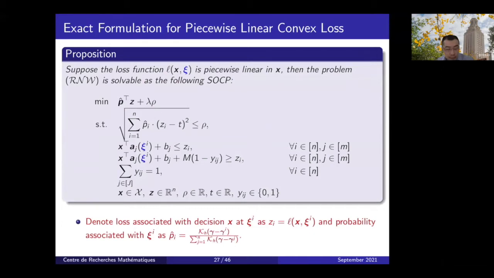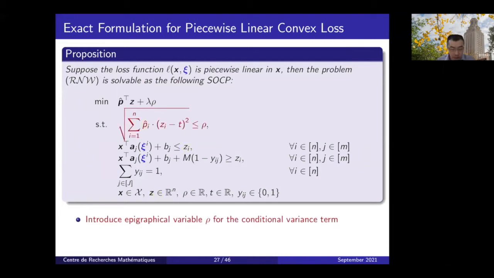All right, so this is the second order cone program. Here we denote by P hat I the weight associated with scenario I, obtained from the Nadaraya-Watson estimator. Here we introduce a decision vector Z. The I component corresponds to the loss function associated with sample psi I. So let me show you how we get to this formulation.